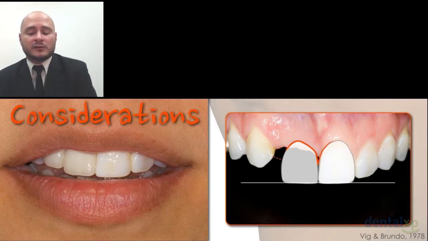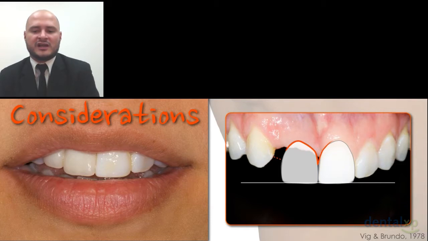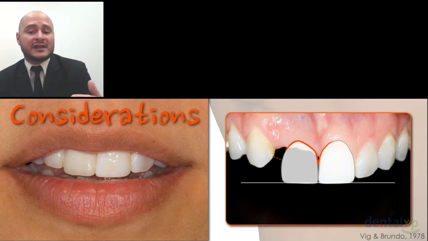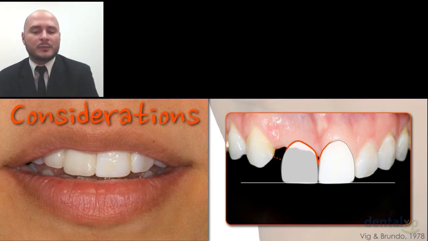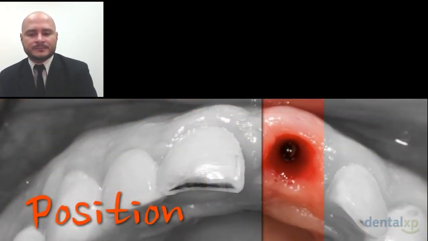Now, another thing we have to look into is the contours of the teeth. Where is the zenith point located in the natural tooth that the patient still has in the mouth? Where are we going to locate that zenith point? Because based on this, we're going to start planning at what depth and in what position we're going to place that dental implant.